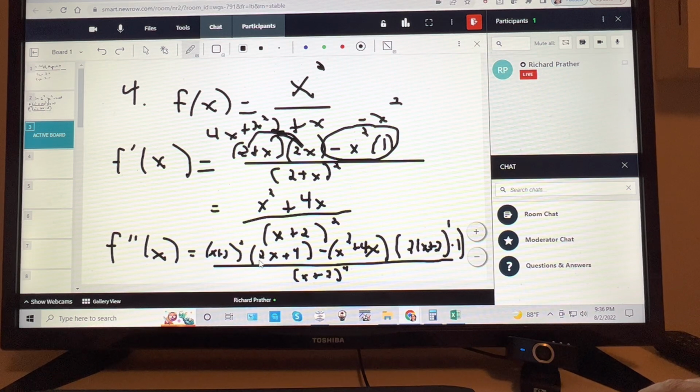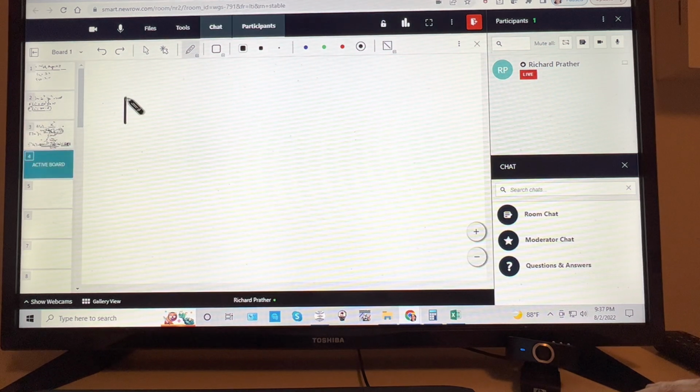Another thing that helps sometimes is if you pull out GCFs. There's an x plus 2 squared here, and then there's just an x plus 2 to the first power here. So both terms across the minus have an x plus 2. There's a 2 here, and then these two have a GCF of 2 as well. So the GCF part, if you want to simplify this, is there's a 2 and there's an x plus 2 that you could factor out.